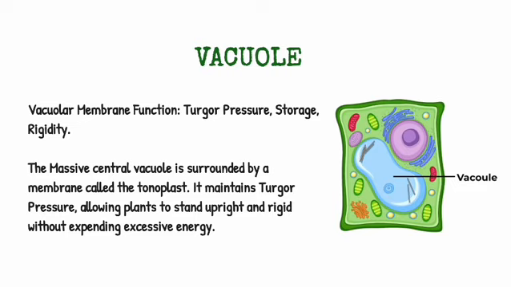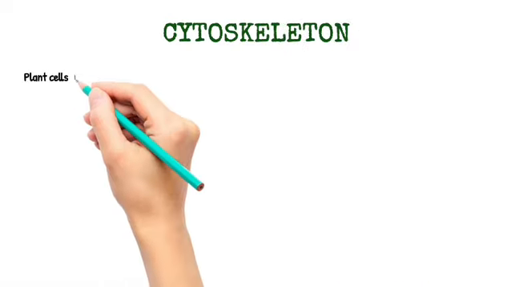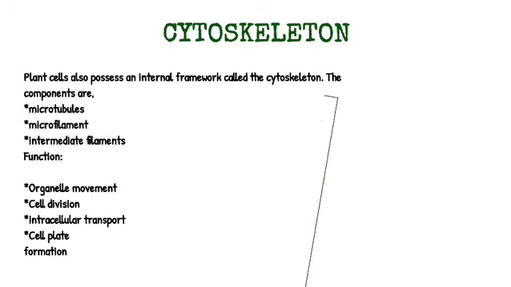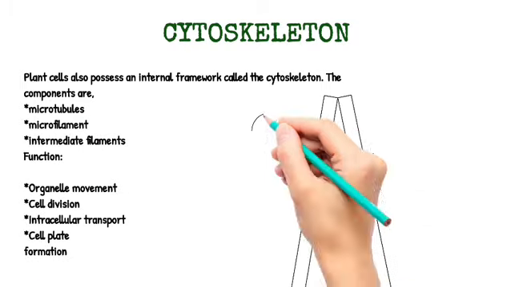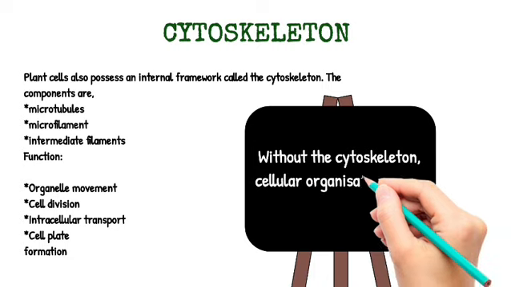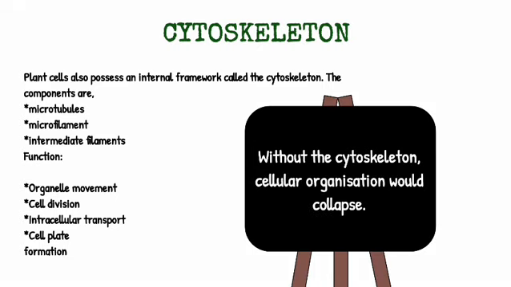This is biological efficiency. Coming to the cytoskeleton, plant cells also possess an internal framework called the cytoskeleton. The components are microtubules, microfilaments, and intermediate filaments. The functions include organelle movement, cell division, intracellular transport, and cell plate formation. Without the cytoskeleton, cellular organization would collapse.